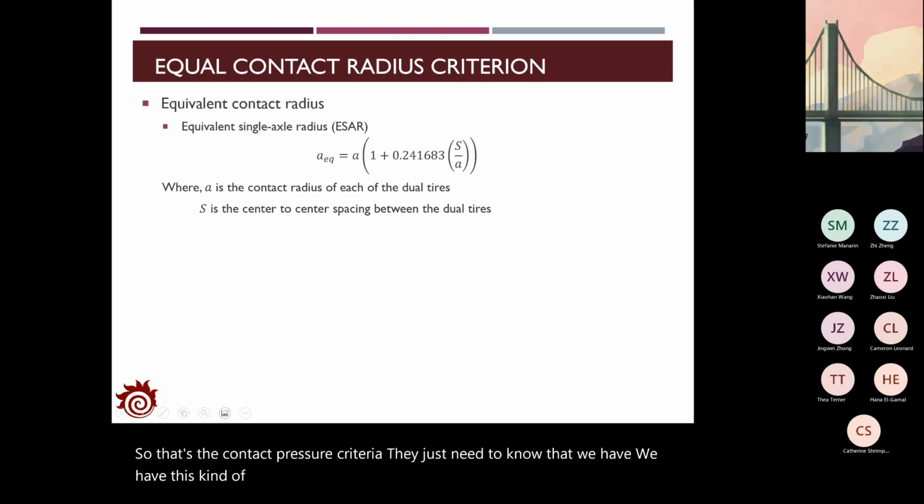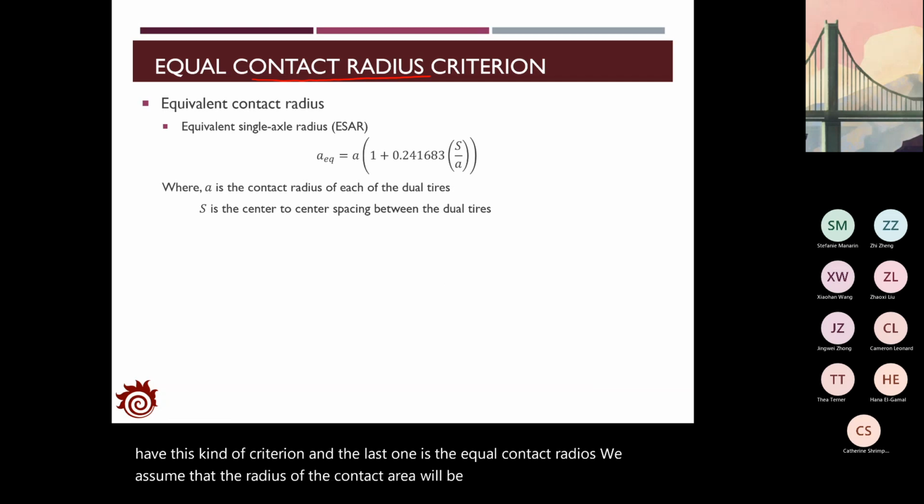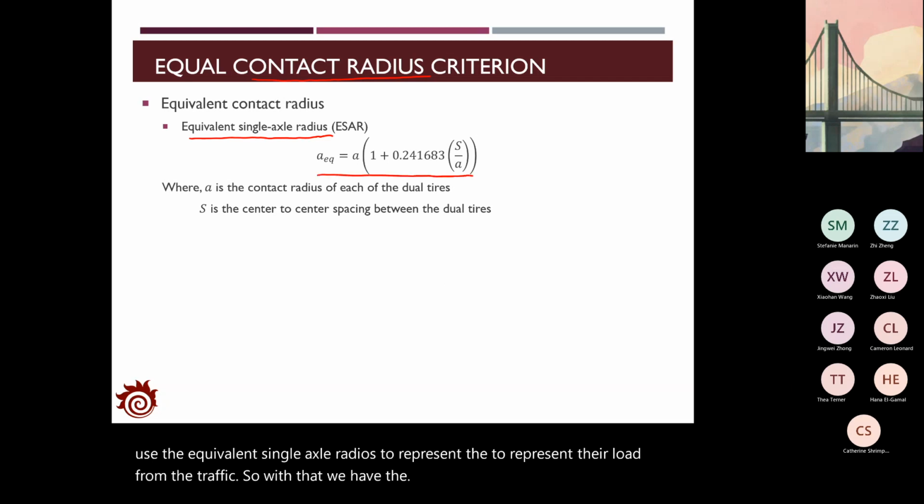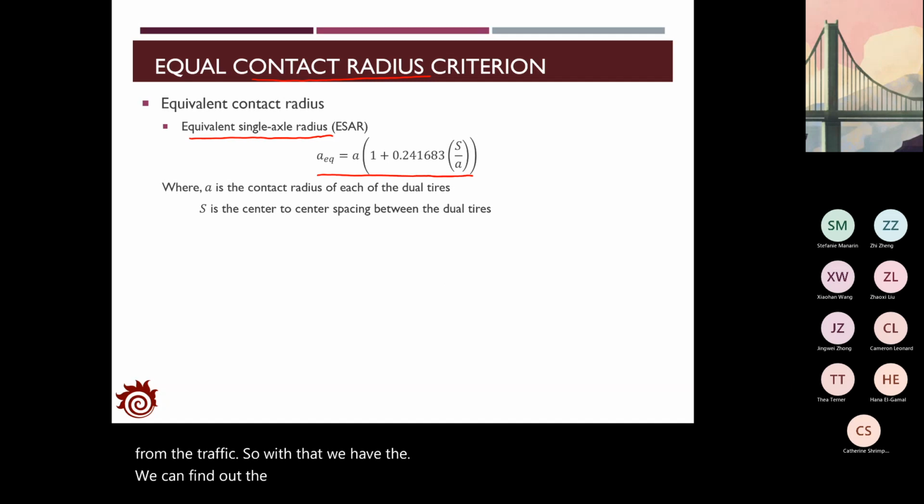And the last one is the equal contact radius. We assume that the radius of the contact area will be the same. And in this kind of criterion, instead of using the equivalent single wheel load, we're going to use the equivalent single axial radius to represent the load from the weak traffic. So with that, we can find out the equivalent single axial radius with respect to the specific radius that you want to estimate.